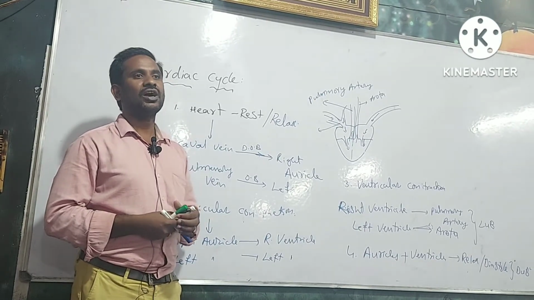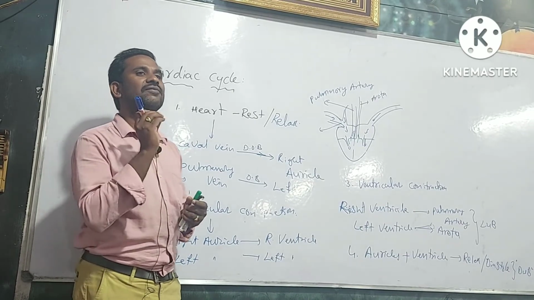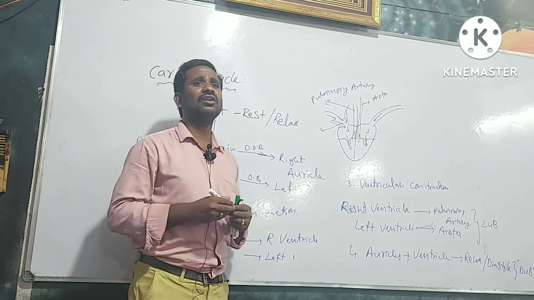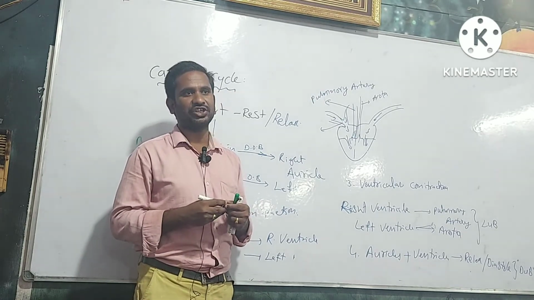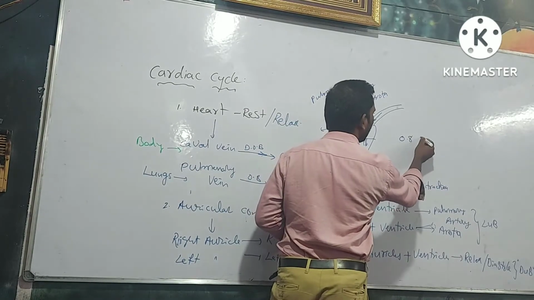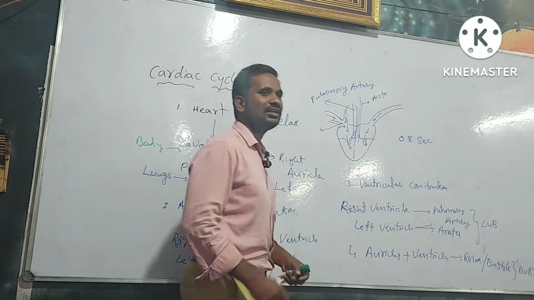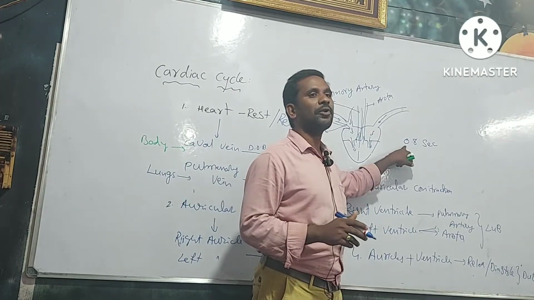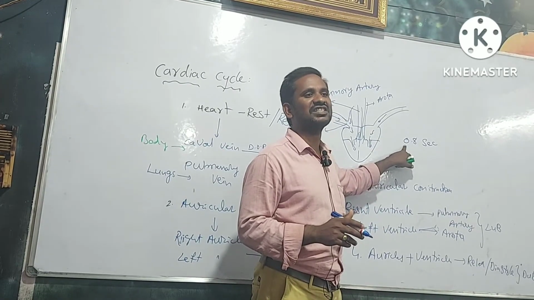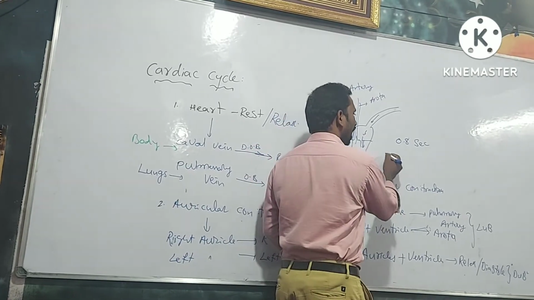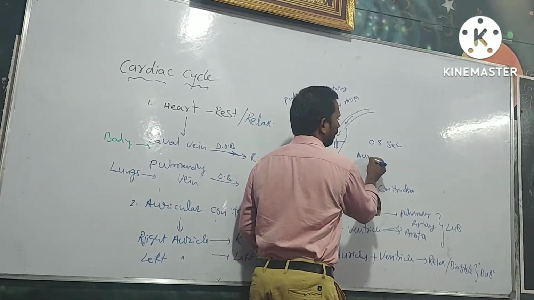Okay, if you observe, how much time do we get for one cardiac cycle, that is auricular and ventricular contraction? 0.8 seconds. Do you understand? Yes, sir. The whole process completes in a duration of 0.8 seconds.